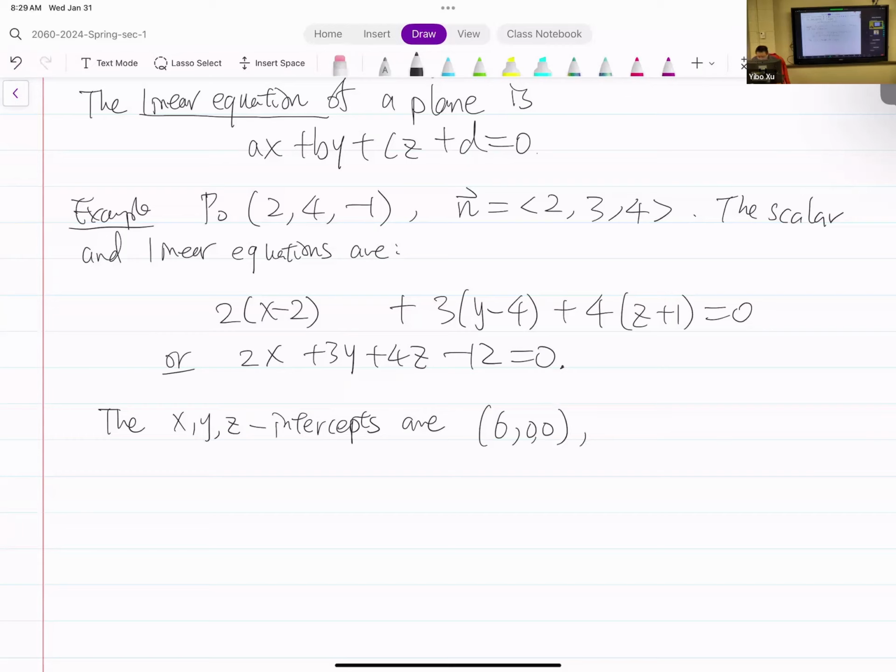And then if you think about the y-intercept, my x and z have to be 0 because I'm lying on the y-axis. That tells me my y must be 4, because 3y minus 12 is 0, right? And finally, for my z-intercept, I have to make x and y 0 to lie on the axis. That tells me x and y are zeros and z has to be 3.